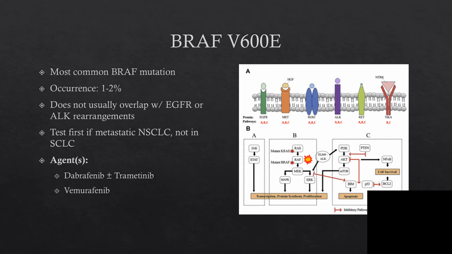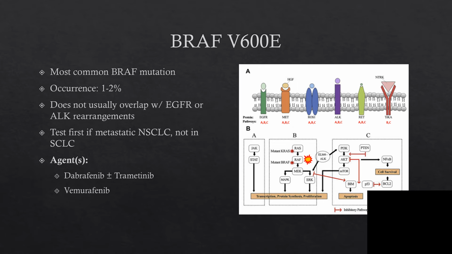And then agents we're going to see are dabrafenib plus or minus trametinib, or vemurafenib. So an interesting note, trametinib is actually a MEK inhibitor. You can see it in the pathway down there, which is a kinase after the BRAF kinase.